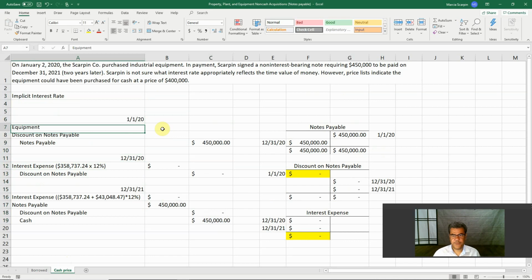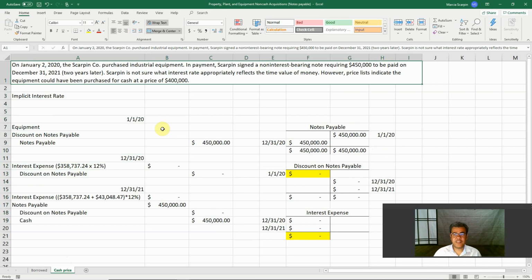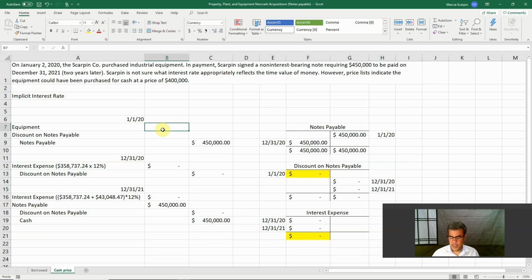Okay, we fix it later. Okay, we have the same numbers. However, Scarping is not sure what interest rate appropriately reflects the time value of money. We quote it in 5 banks and we have 5 different interest expenses. So, okay, that is not a good method. However, price list indicates the equipment could have been purchased for a cash price of $400,000.